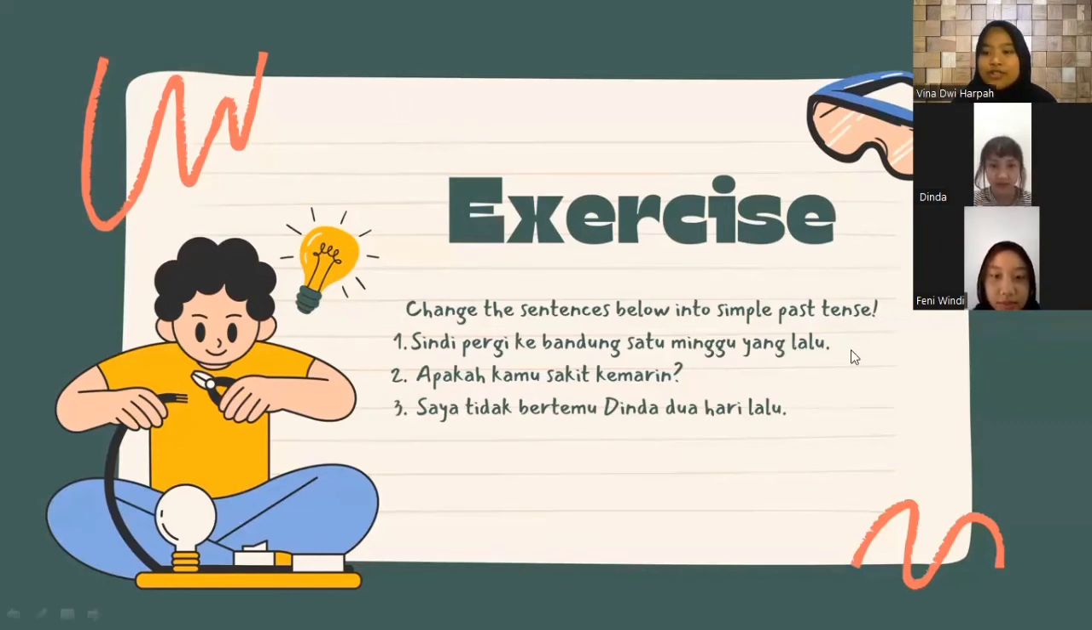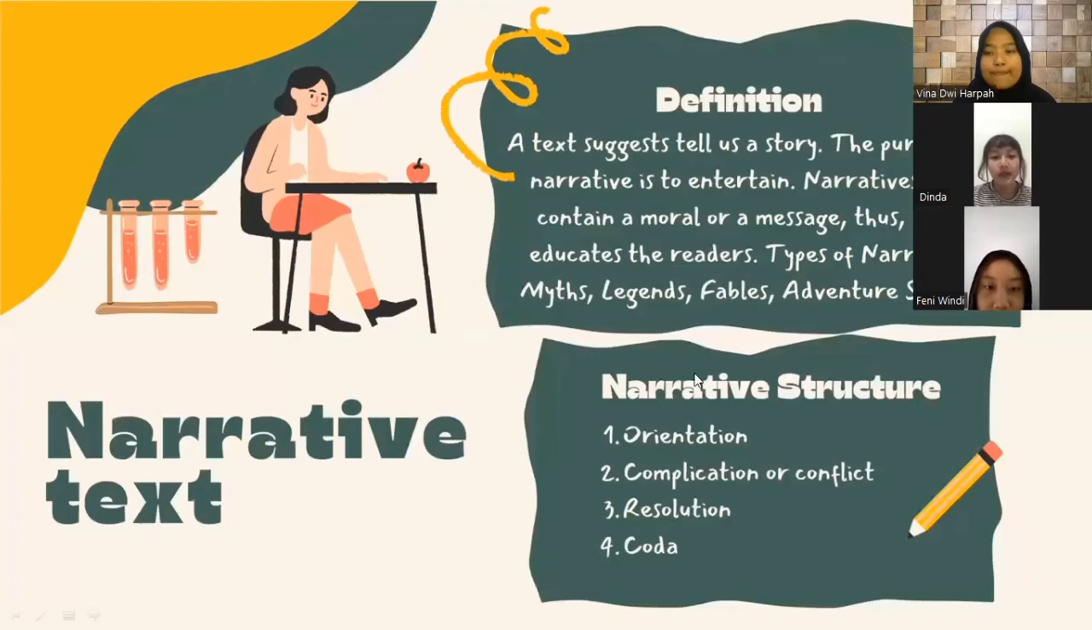Okay. So you understand the material, right? Let's move to the next material, about narrative text. Narrative text is a text that tells us a story. The purpose of a narrative is to entertain. Narrative often contains a moral or a message. Thus, it also educates the reader. So, when you read the narrative text, you can get a moral or a message. And the types of narrative are myths, legends, fables, adventure stories.